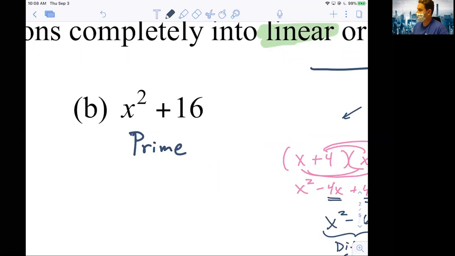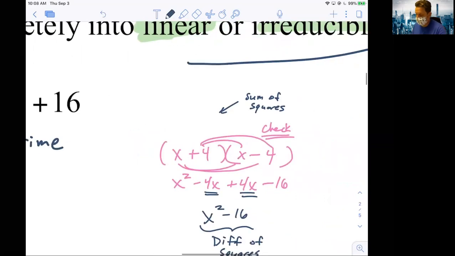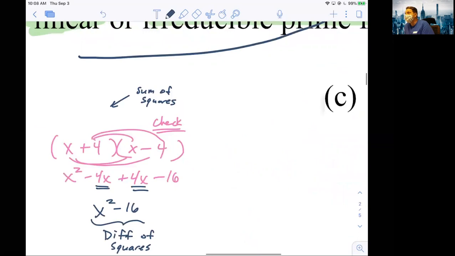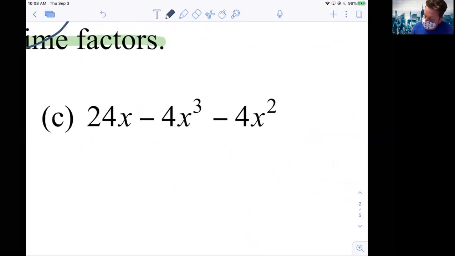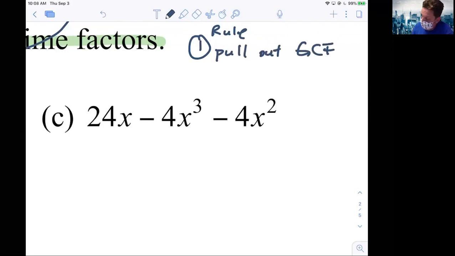It's prime. Letter C. Oh boy, letter C. Okay. Step 1. What do we do? You can pull out a greatest common factor, and that's the first rule of factoring. Okay, let's write that up here. Rules for factoring. Rule number 1, the first rule of factoring is to pull out the GCF, the greatest common factor. But there's actually a step before that, right?